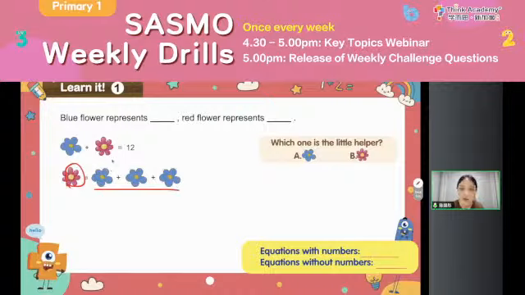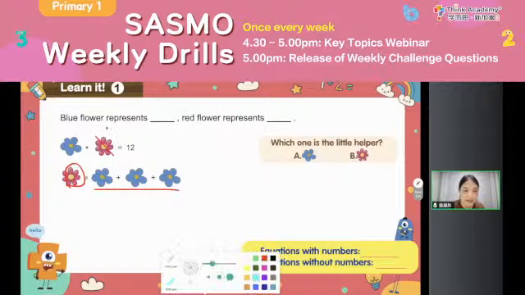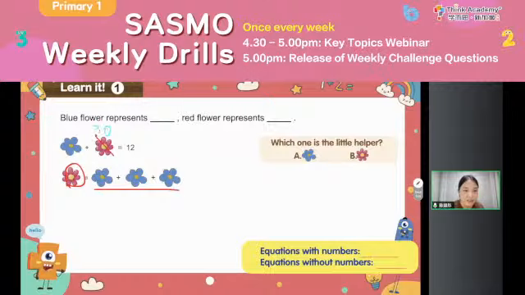So probably we can try if we want to replace the red flower in the first equation, then probably we can get 3 blue flowers, right? So this time we can get that as for the first equation, it will become 4 blue flowers equals 12. So 1 blue flower equals how many? 3, right? So this time we can get the answer, and so we can see all the blue flowers in this question will be 3. Then how about the red flowers? That will be 3 plus 3 plus 3 equals 9.